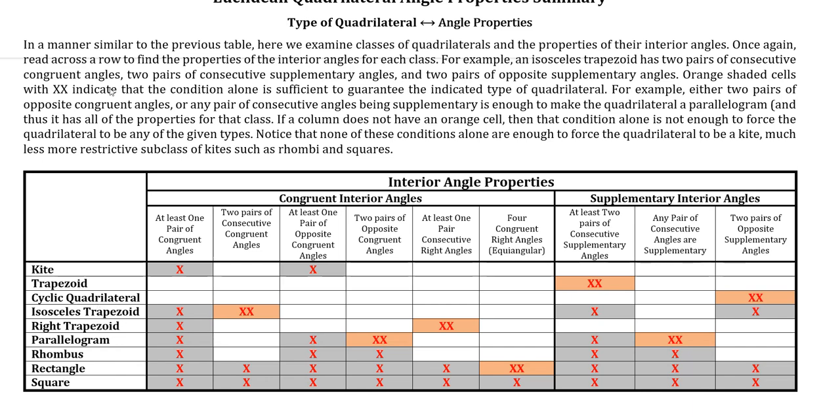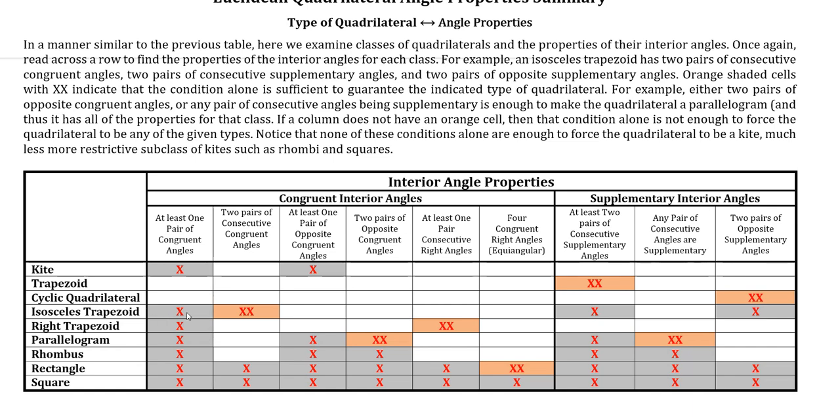Had I included cyclic in the one before, nothing would have been checked. So a kite has a pair of congruent angles, and they are actually opposite each other. So these two boxes are checked. A trapezoid doesn't have any congruent interior angles, necessarily. Neither does a cyclic quadrilateral.